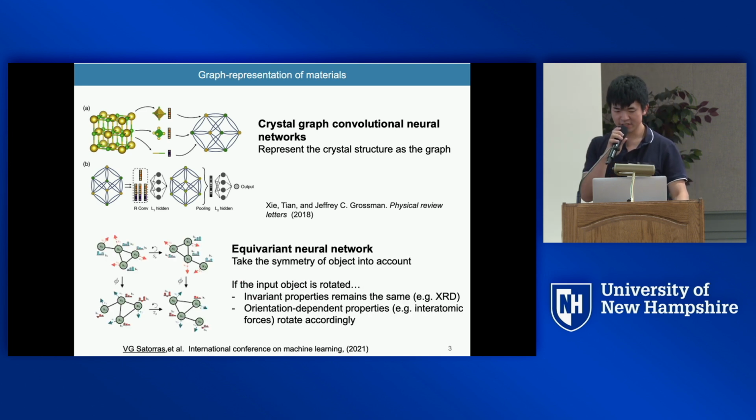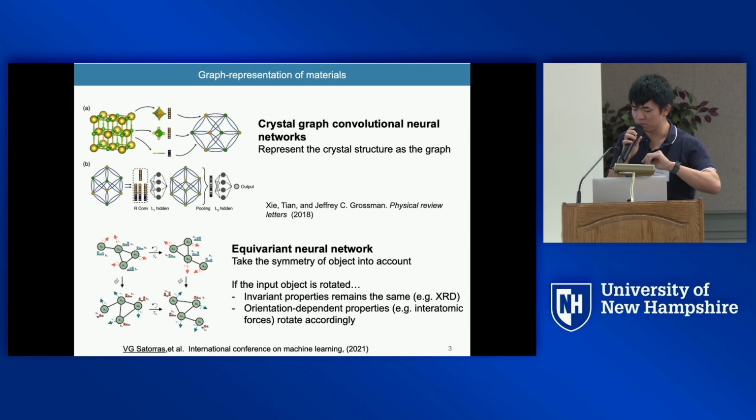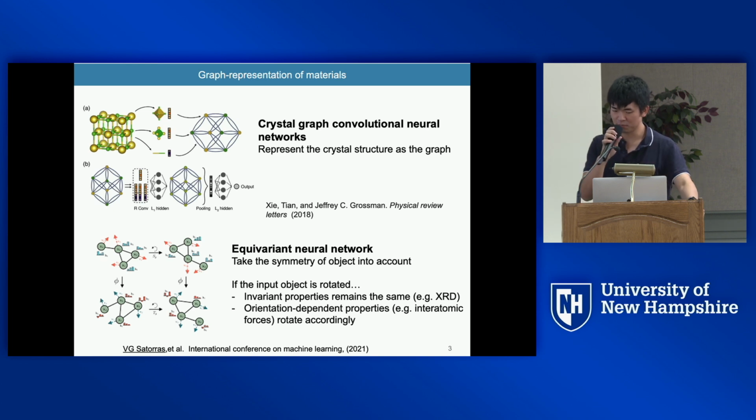Recently, there is a more advanced method called the equivariant neural network, which takes the symmetry of the object into account. What symmetry means is that if the input, like a molecule or object, is rotated, some invariant properties, such as the XRD spectra, remain the same, but orientation-dependent properties, like interatomic forces, rotate accordingly. This makes the model data efficient and makes training applicable to many kinds of objects.